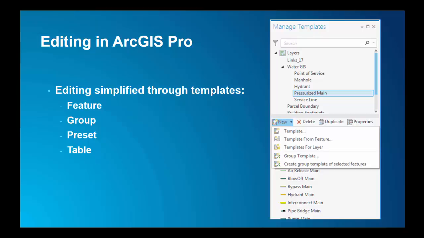And the last one here, which is quite interesting, is the table template. This is generated when you add a table to the map that participates in a relationship class and allows you to insert a row in the participating table seamlessly.